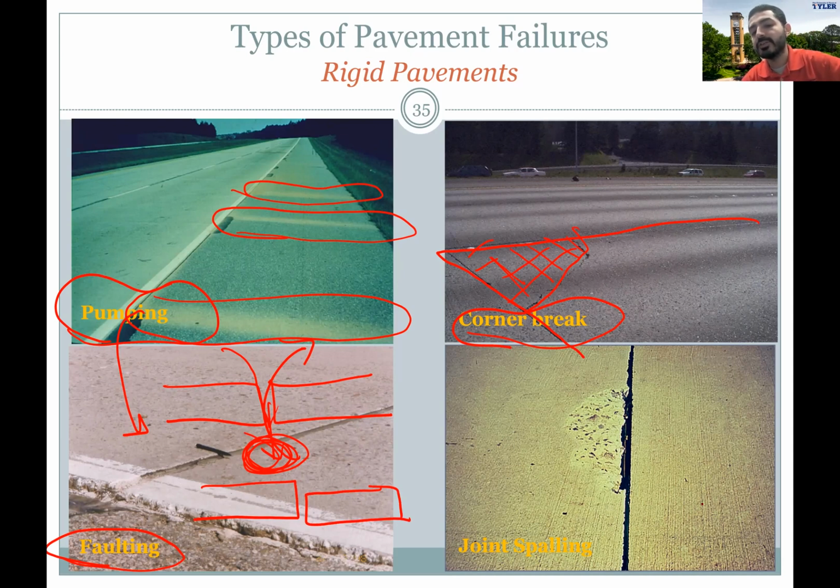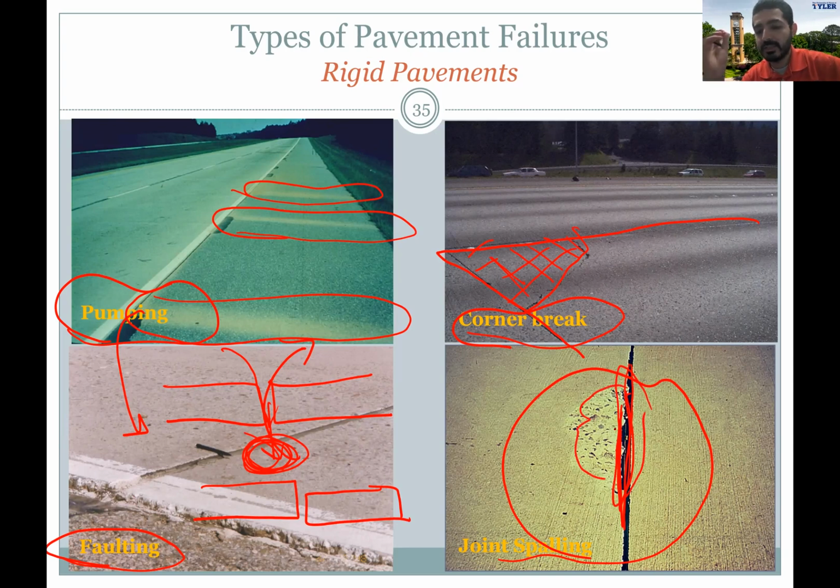Or we can have joint spalling. Again, if I do not have a good load transfer, or there is not much reinforcement between two adjacent slabs, or there's not enough joint spacing, we will have lots of stress concentrations here, and we're going to end up with lots of pieces or chips spalling or separating at the joint between the two adjacent slabs. That's what we call joint spalling.